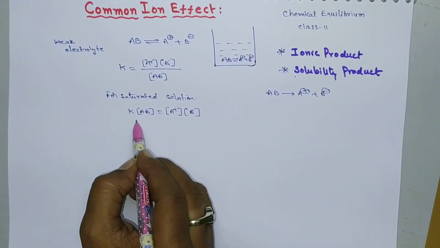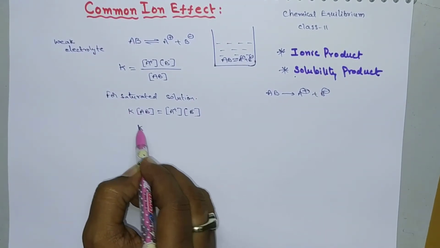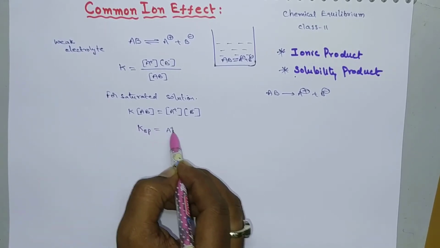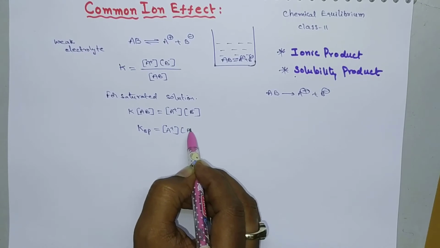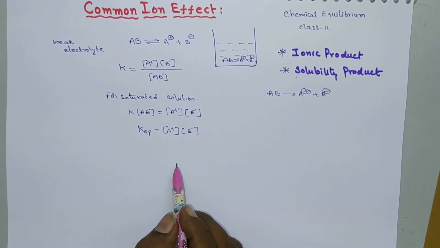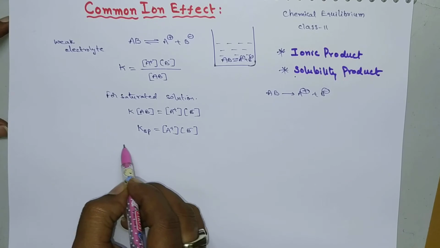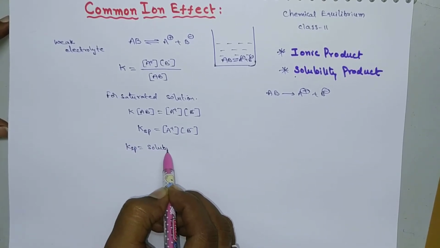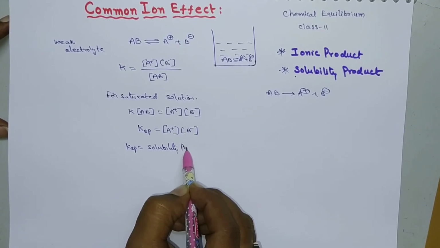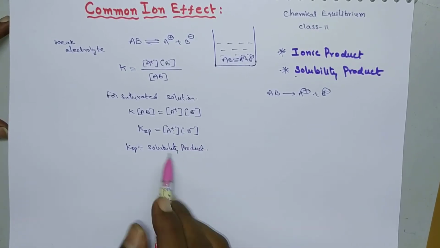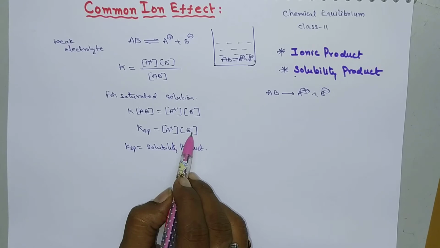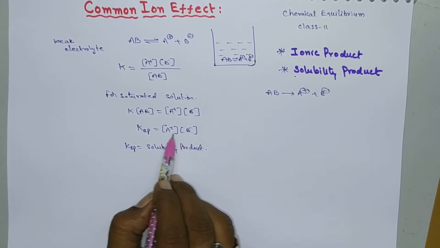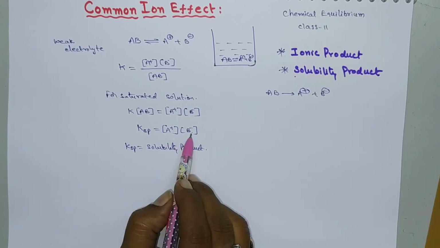So we can consider the product of these two constants to be another constant, that is KSP is equal to A plus into B minus. Here KSP is called solubility product. The product of A plus and B minus is called ionic product. These are ions, so the product of these ions is called ionic product.